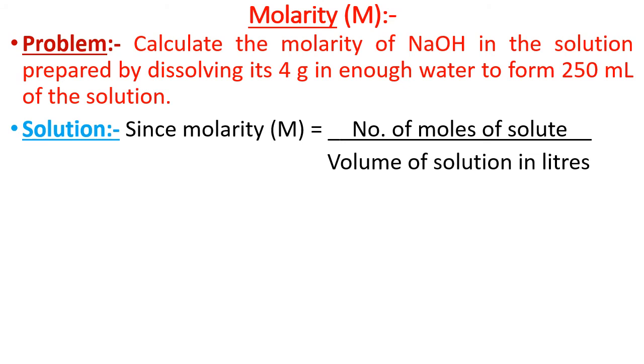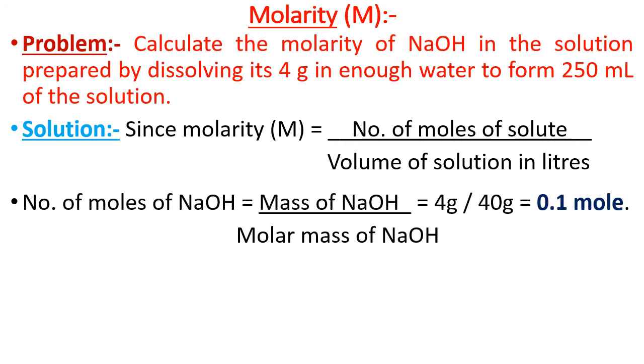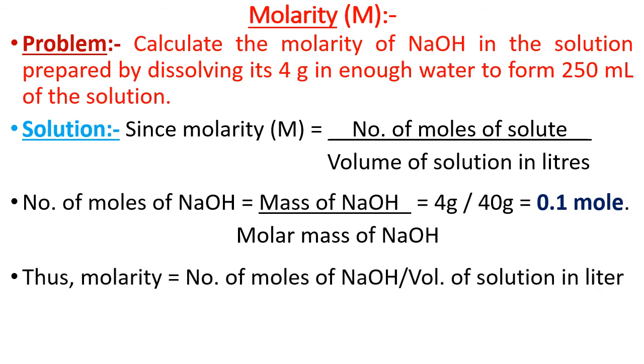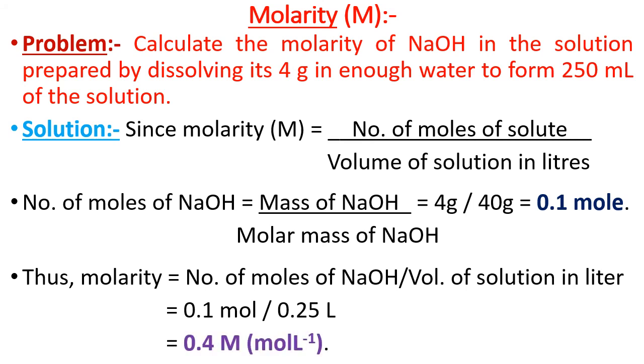Since molarity is equal to number of moles of the solute divided by volume of solution in liters, number of moles of NaOH is equal to mass of NaOH divided by molar mass of NaOH, which is equal to 4 gram divided by 40 gram, which becomes equal to 0.1 mole. Thus, molarity is equal to number of moles of NaOH divided by volume of solution in liter, that is 0.1 mole divided by 0.25 liter, which becomes equal to 0.4 molar.